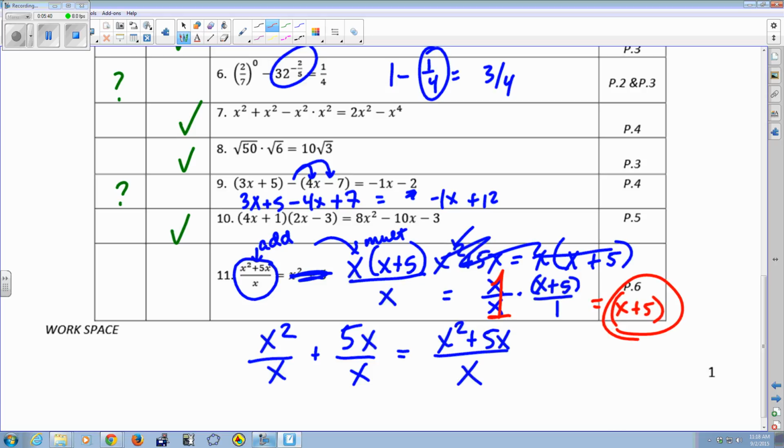Okay? So before you put a slash through anything, you have to make sure that your whole problem, numerator and denominator, is just multiplication. Then you're free to put slashes wherever you want.